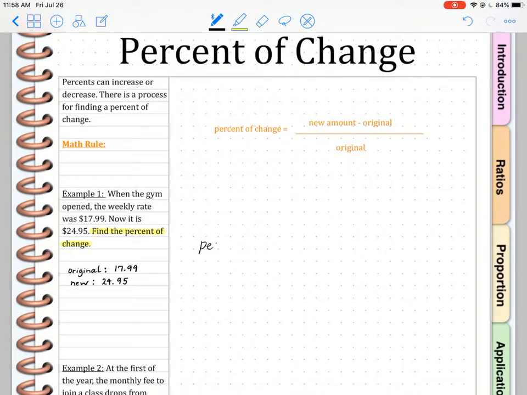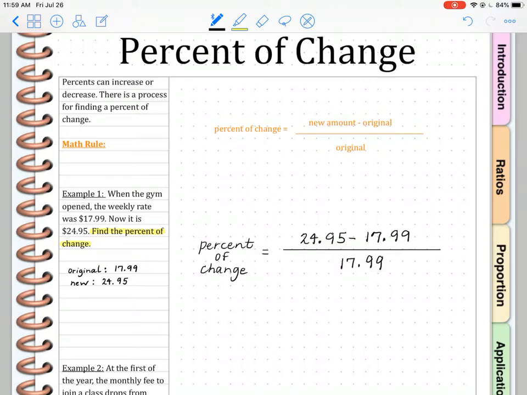The percent of change, and eventually I will start abbreviating this, but for now I want you to see it written out. The percent of change equals, and then you draw this big long fraction bar. The new amount, which we said is $24.95, minus the original that we said was $17.99. And then the original always goes on the bottom of this fraction. So to set this up, you literally just follow the formula. Percent of change equals the new amount minus the original over the original.